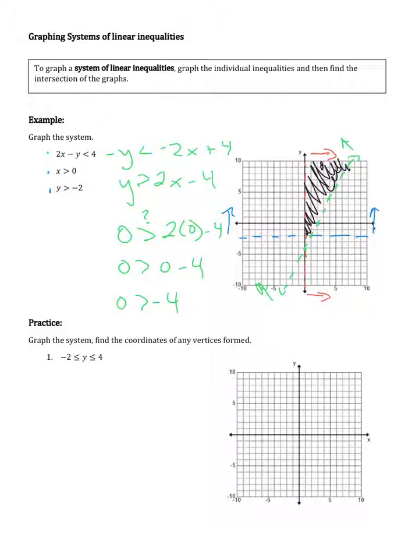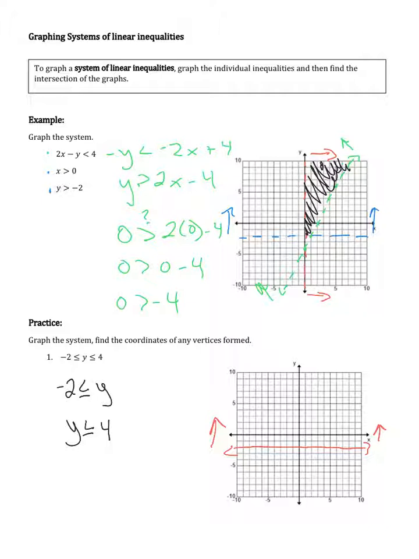In the next example below, it's a little bit of a different setup. I've got negative 2 is less than or equal to y, which is less than or equal to 4. If I break this up, I've actually got two linear inequalities happening here. I've got negative 2 is less than or equal to y. If I graph that one in red, I'm going to go to negative 2. I'm using a solid line here because it's less than or equal to. Now y has to be greater than negative 2, so we want all of these values above it.